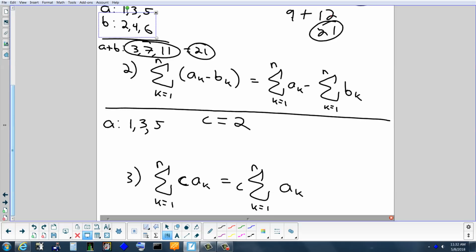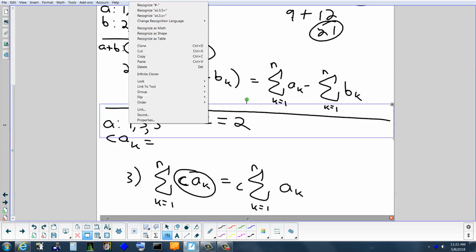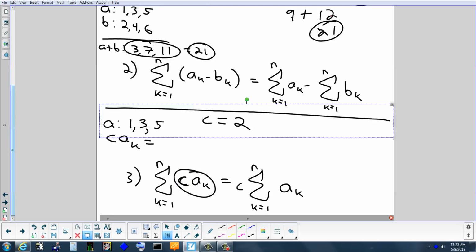So on the left, what it's saying to do is to take C times every number in your sequence and then add that up. So let me do C times every number in my sequence. So C is 2, and my sequence is right up above. So basically just double every number in that sequence. 2, 6, 10. That's what you get if you take C times the numbers in my sequence.